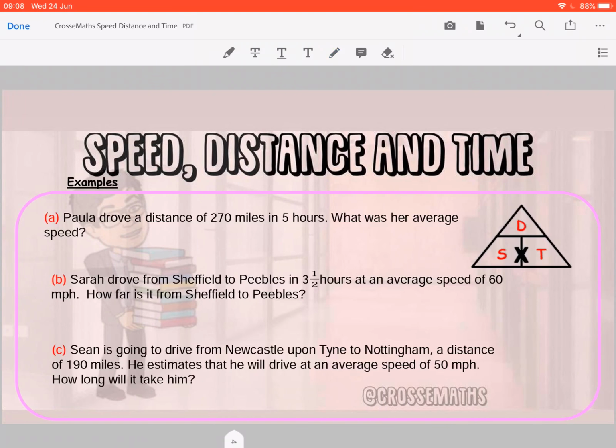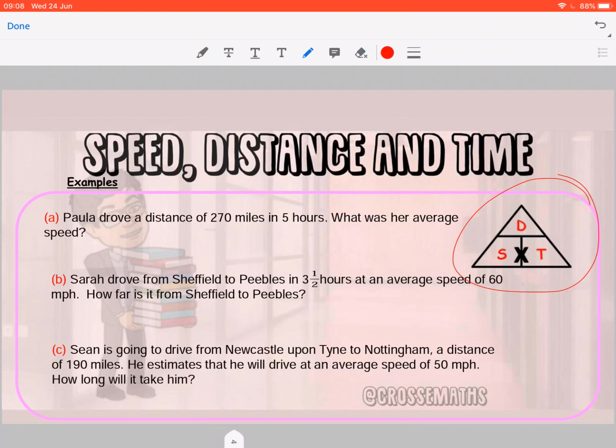Right then, so speed, distance, and time, the way it works, you're going to be using this triangle over here, and it's really important you get to grips with how to use it. Okay, so what you need to do, Paula drove a distance of 270 miles in 5 hours. Okay, what was her average speed? Now, every time you do a question like this, you need to write this triangle down. Every single time. You need to write a new one down. Okay, Paula drove a distance of 270 miles in 5 hours. What was her average speed?